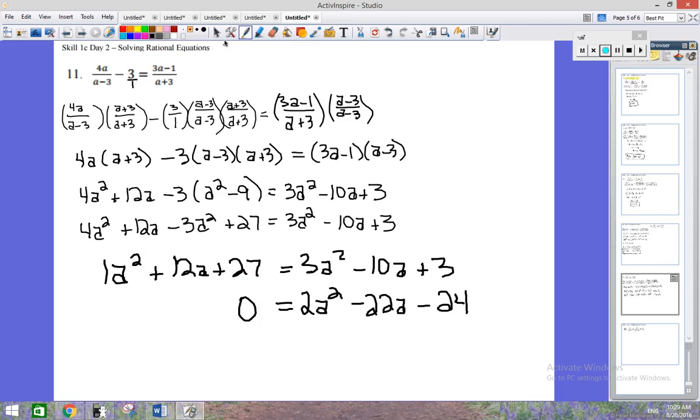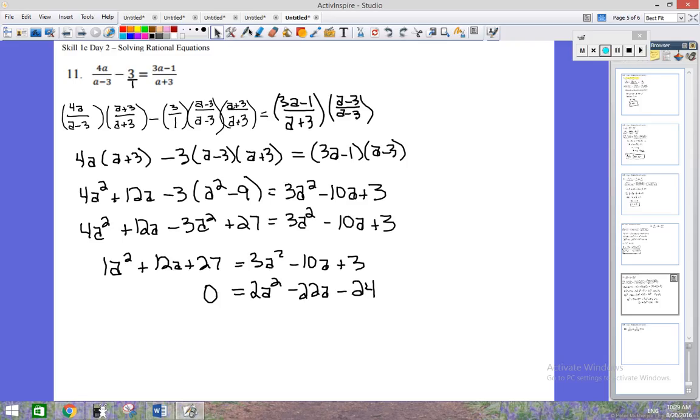Now all of those numbers are divisible by 2, so to make the arithmetic easier on me when I go to try to factor it, we just divide by 2.